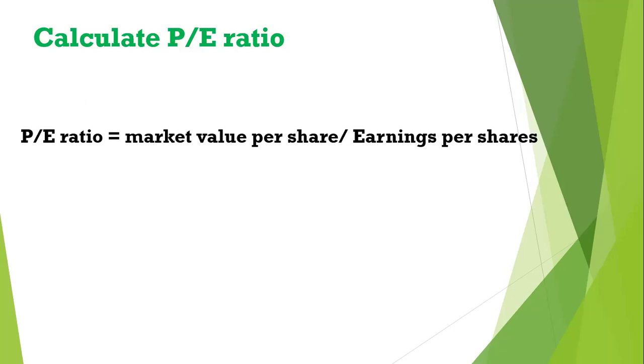Now, calculating the PE ratio. For the PE ratio, you take the stock market price, the stock price, divided by the earning per share. So if you Google today the Facebook price, take that Facebook price and divide by the earning per share of the Facebook company, the EPS. Okay, so now let's see how it is done.